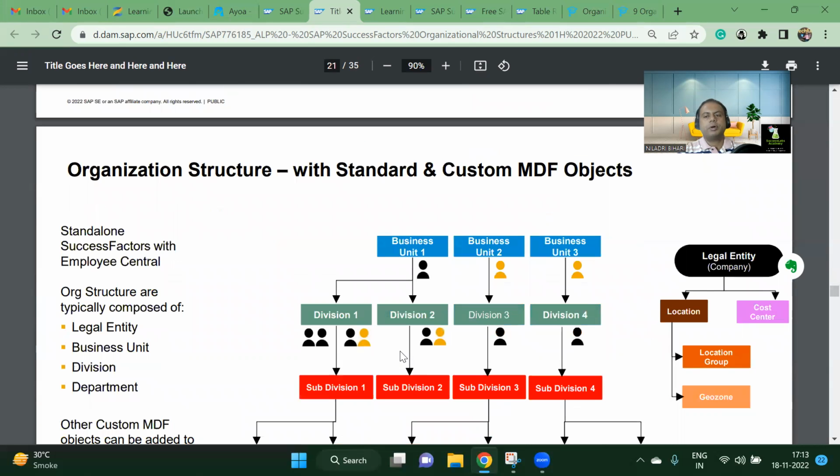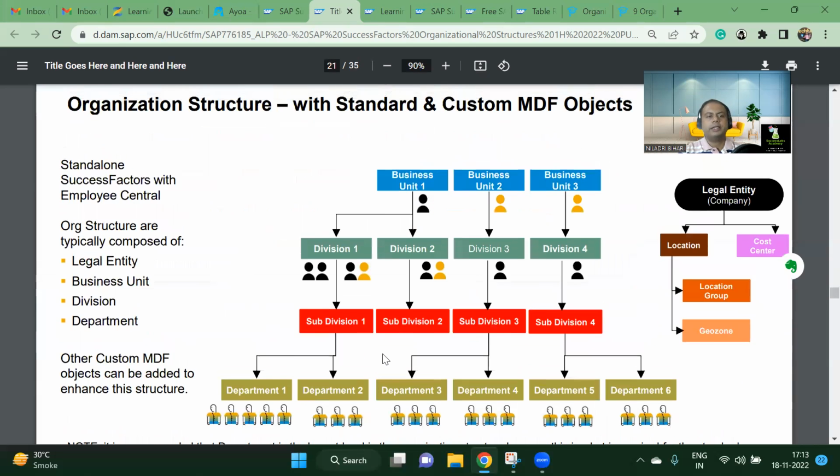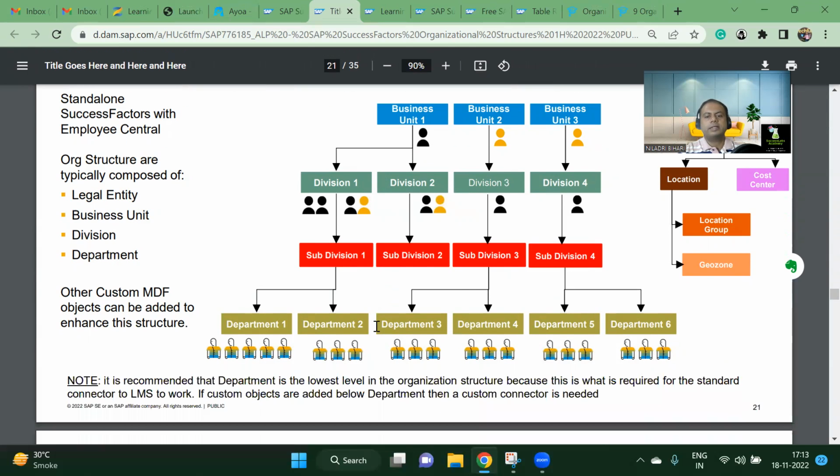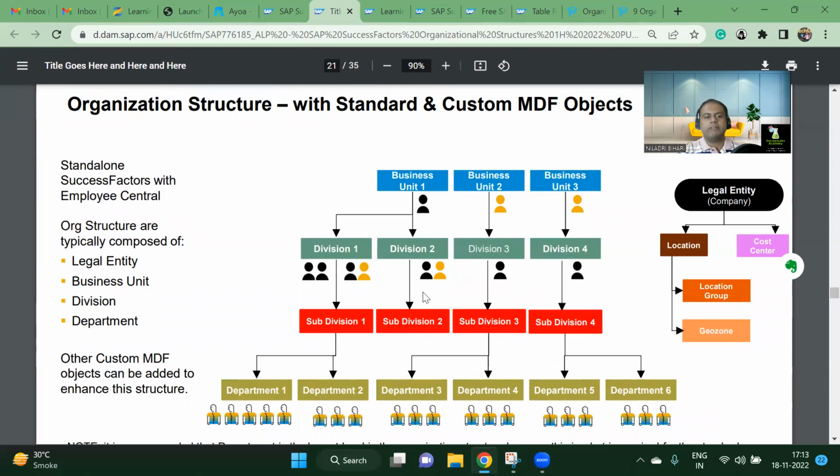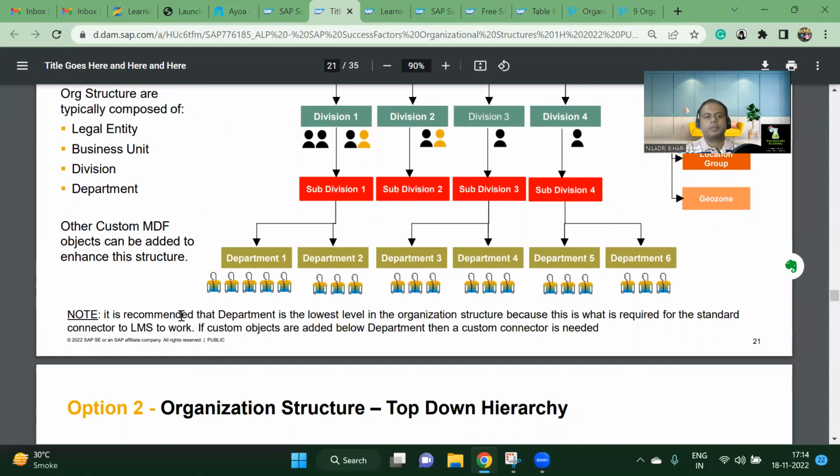Similarly, as we have talked about with standard, we can utilize standard or custom MDF objects, right? So it is possible that your typical org structure will be composed of four things. Your legal entity will be aligned to a cost center, right? Similarly, you will have business unit, division, department, or any other custom object. If you have a solution, that also can be added to enhance the structure. Here you can see in this scenario we have a subdivision below division.